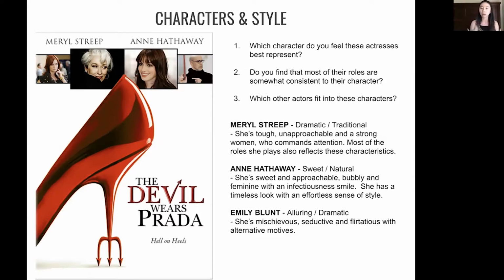For example, Anne Hathaway, in most of her roles, like The Devil Wears Prada or Princess Diaries, is that sweet and natural character. There are other roles that she's been in, like Les Mis, where she plays a different type of character, more of a dramatic character. But she already has that foundation of being that sweet and natural place. If you're just starting out, I think this is a really good place to start finding roles that will fit who you are. So moving on, we're going to go into more detail about the different types of characters and what actors fall into those.